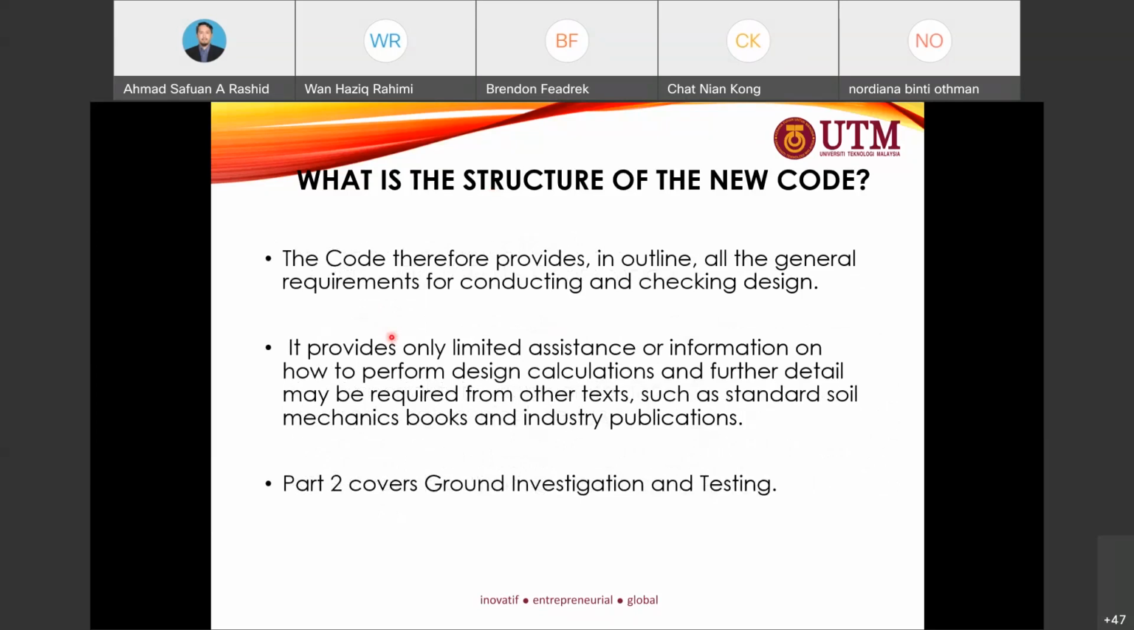So the code therefore provides in outline all the design requirements for conducting and checking design. It provides only limited assistance or information on how to perform design calculations, and further detail may be required from other texts such as standard soil mechanics books and industry publications. So that's why we still rely on the theoretical part.